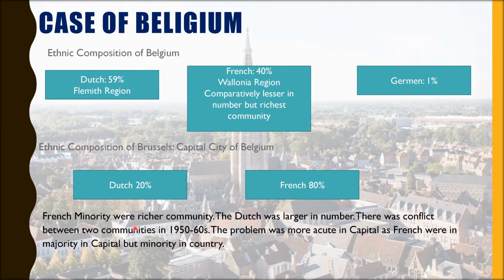The French minority were the richer community, as I told you before. The Dutch were larger in number. There was conflict between the two communities in the 1950s to 60s. The problem was more acute in the capital, as the French were in the majority in the capital but a minority in the country.